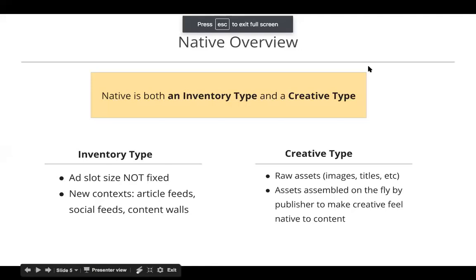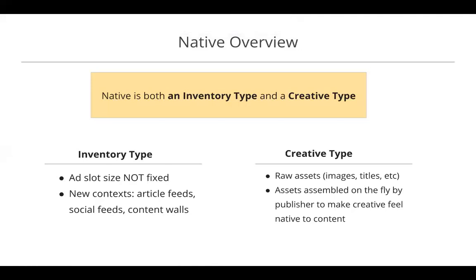Moving on, a couple of concepts that are important: native is both an inventory type and a creative type. So we're unlocking new inventory here. And the inventory is a bit different in that, as you saw, the ad slot size is not fixed. Unlike a 300 by 250, the ad slot size changes based off of how the publisher has implemented native. So it could be smaller, it could be larger, et cetera.